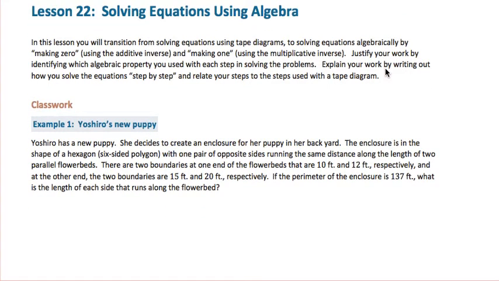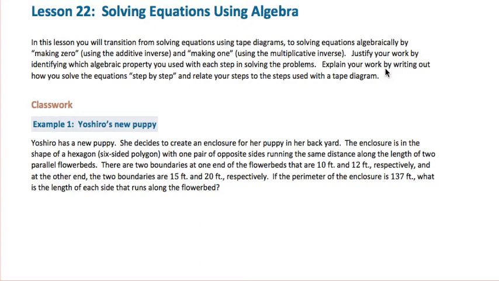Example 1. Yoshiro has a new puppy. She decides to create an enclosure for her puppy in her backyard. The enclosure is in the shape of a hexagon, which is a six-sided polygon, with one pair of opposite sides running the same distance along the length of two parallel flower beds. There are boundaries at one end of the flower beds that are 10 feet and 12 feet, respectively.